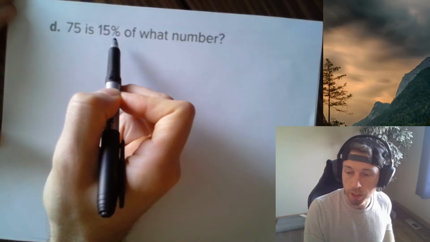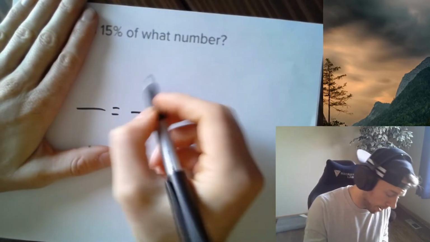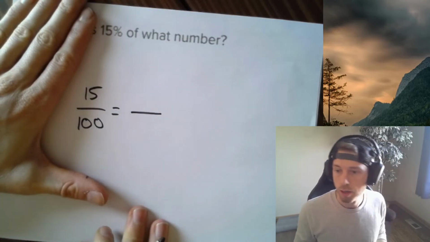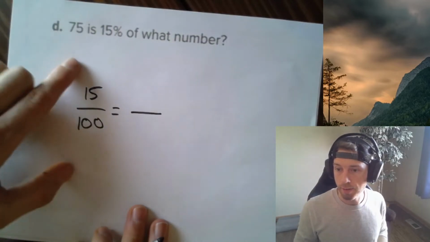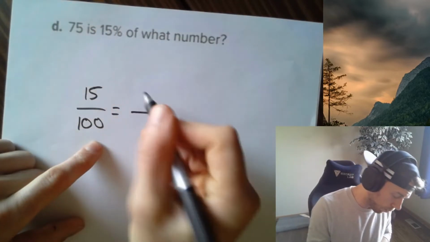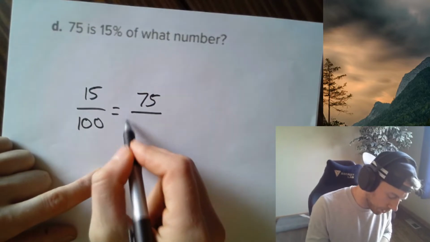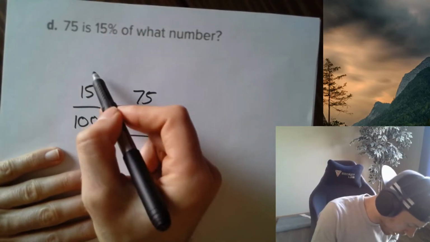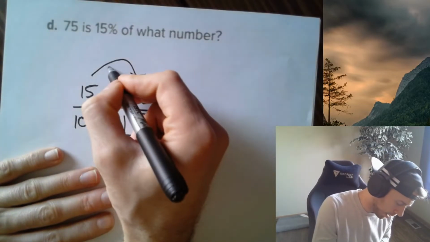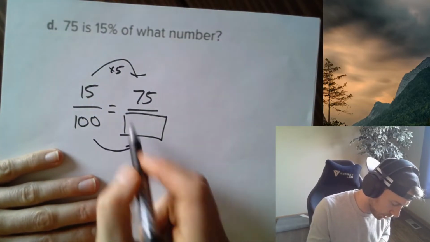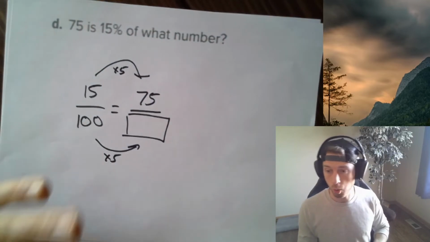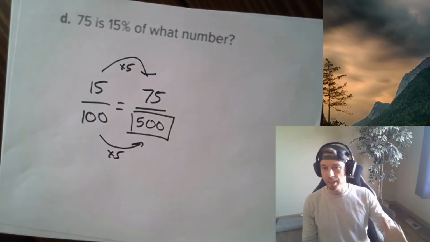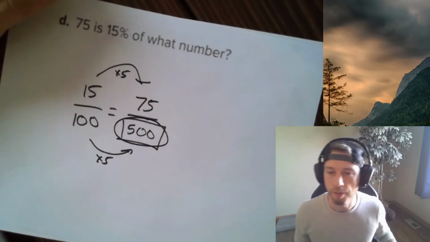75 is 15%. So this is my percentage. So I know that's going to be a fraction over 100. So I'm just going to go 15 over 100. Okay, that's my percentage. And 75 is 15%, so I know that's going to go right on top of the 15. All I need to do is figure out that information right there. Okay, so now 15 gets to 75 by multiplying by 5. And 100 will be multiplied by 5 as well to keep this equivalent, keep it proportional. And 100 times 5 is 500. So the answer to this problem is 500.